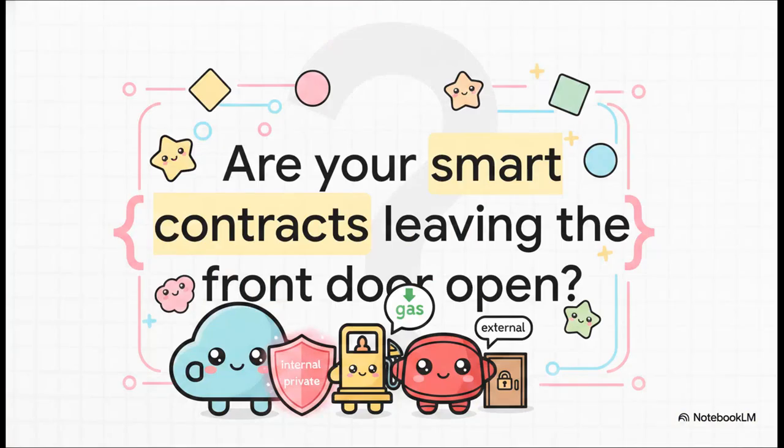I want to leave you with this provocative thought today. Go look at your existing code. Check your function signatures. Are your smart contracts currently leaving the front door wide open? Are you defaulting to public everywhere when external could be saving your users precious gas? Could dropping a function down to internal or private save you from a future exploit?